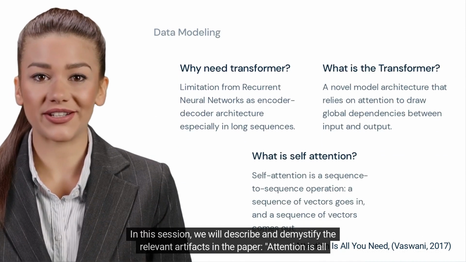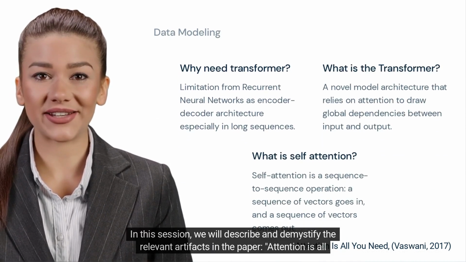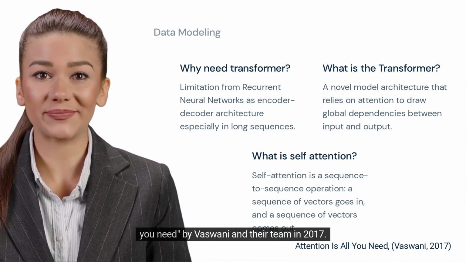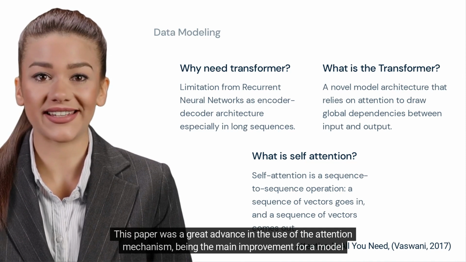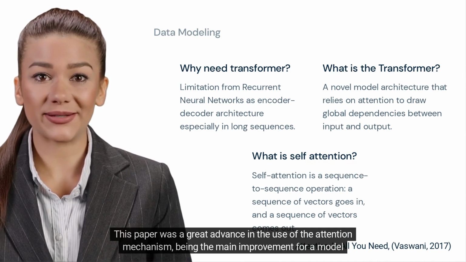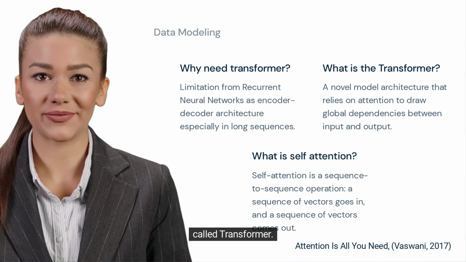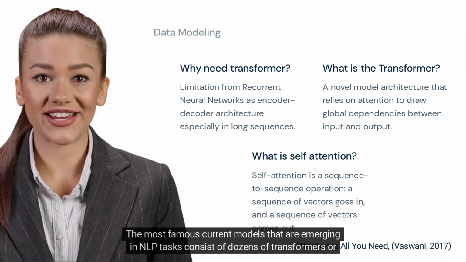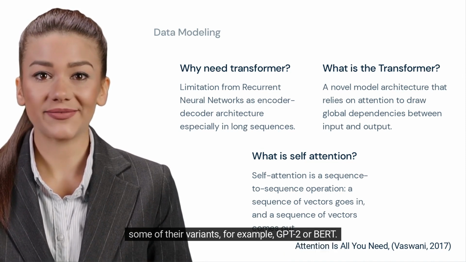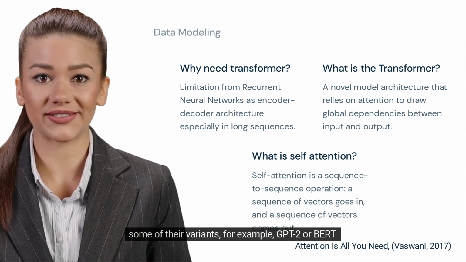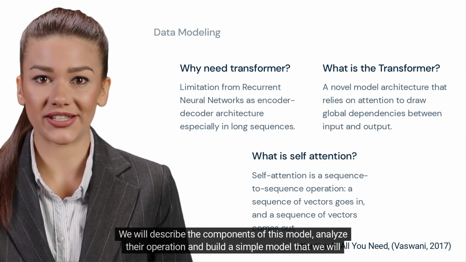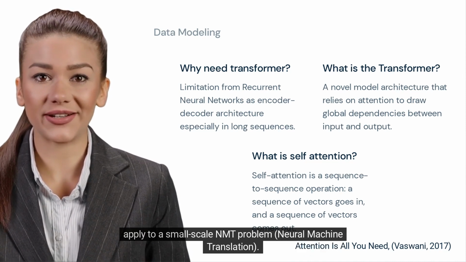In this session, we will describe and demystify the relevant artifacts in the paper, Attention is All You Need by Vaswani and their team in 2017. This paper was a great advance in the use of the attention mechanism, being the main improvement for a model called transformer. The most famous current models that are emerging in NLP tasks consist of dozens of transformers or some of their variants, for example, GPT-2 or BERT. We will describe the components of this model, analyze their operation and build a simple model that we will apply to a small-scale NMT problem, neural machine translation.